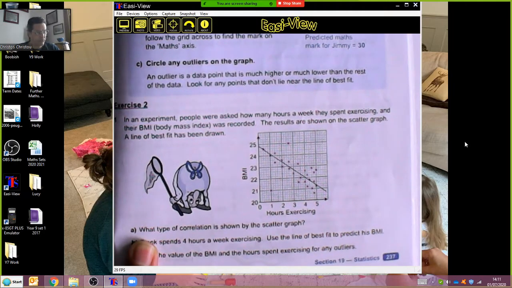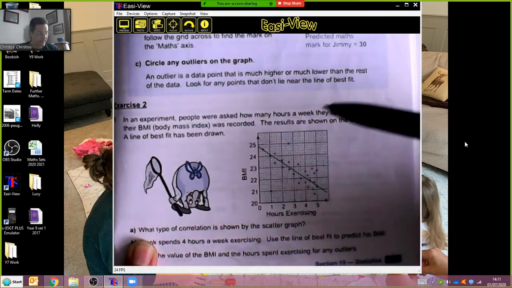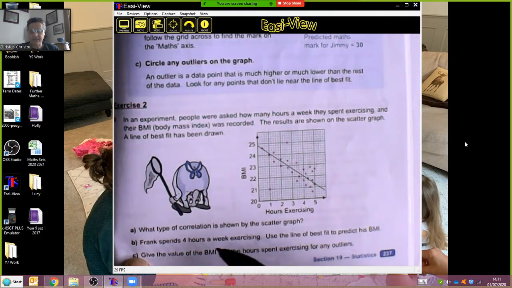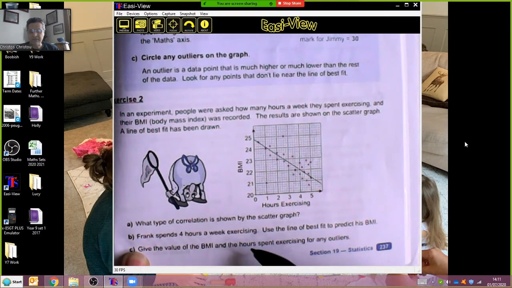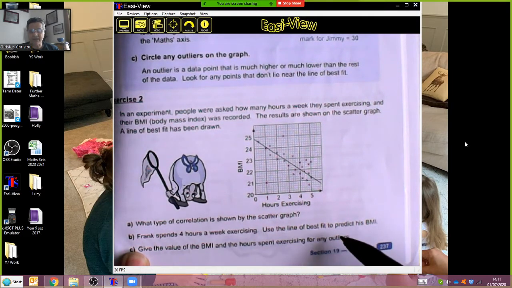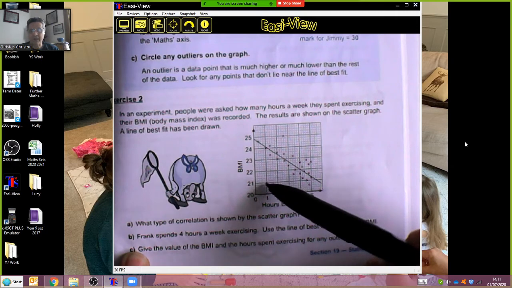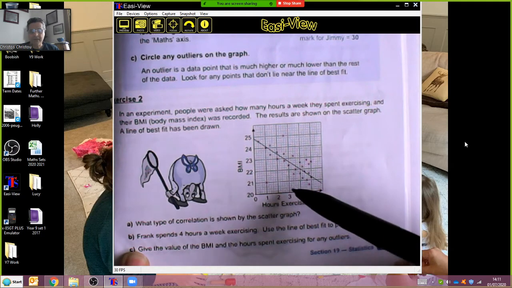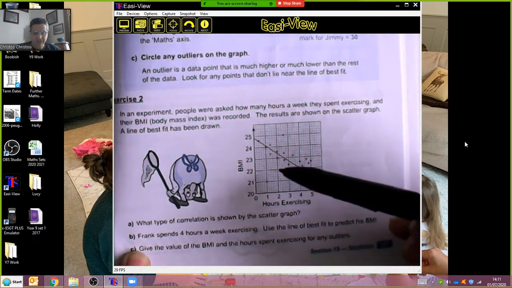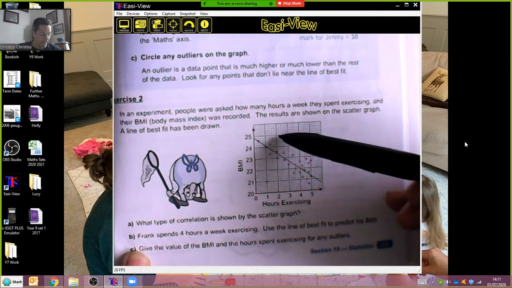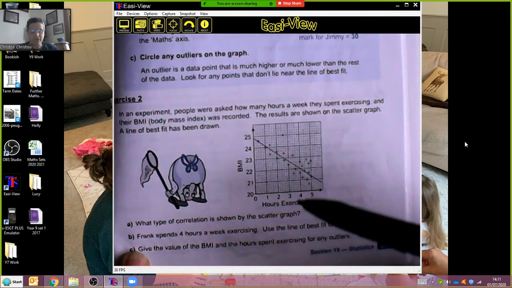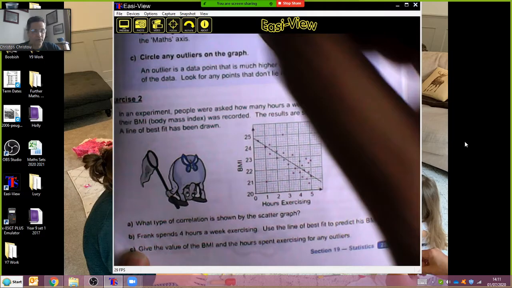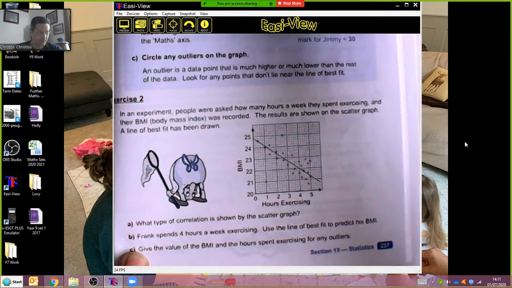It's not strictly true, because as you can see, we have two bits of data there, which is an outlier, and there, which is an outlier. And I think they ask you to give the BMI values and the hours spent exercising for the outliers. In other words, that guy spent 1 hour exercising but has a BMI of 21 units. This guy spends about 2.5 hours exercising, something like that, and has a BMI of 25. Both these pieces of data seem outside the normal data range. All right? So that's question 2.